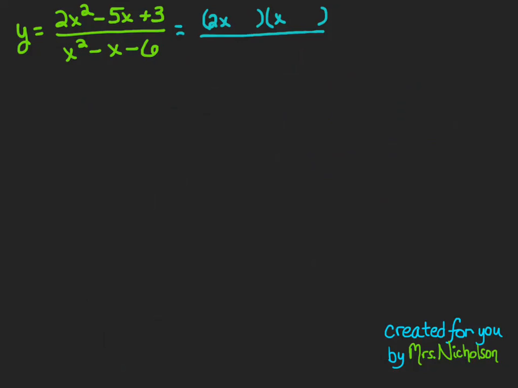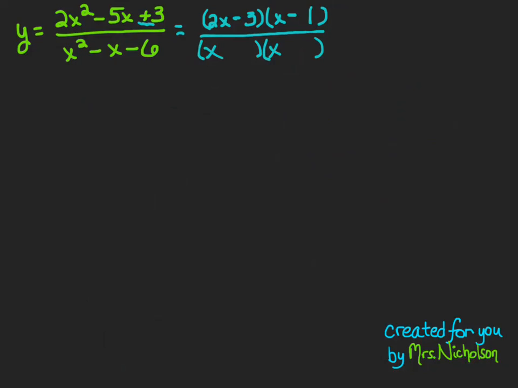I want to get -5 in the middle, but notice my 3 is positive. That means that my signs need to be the same, so they're both going to be negative. And so if I'm going to get -5 in the middle, then I want to put 3 here and 1 here. That's going to give me -2x on the outside numbers, -3x on the inside, which will give me that -5x in the middle.